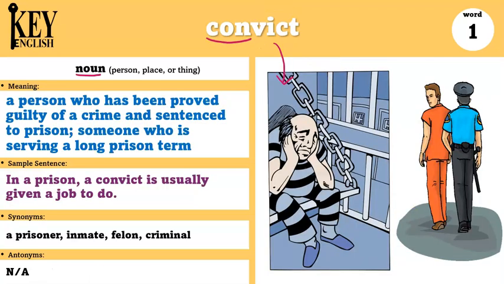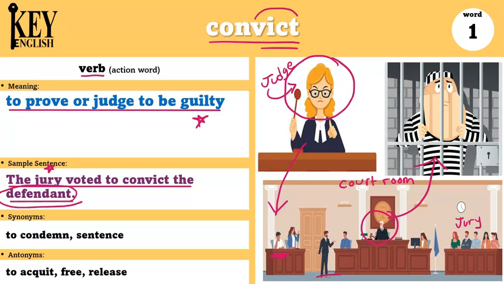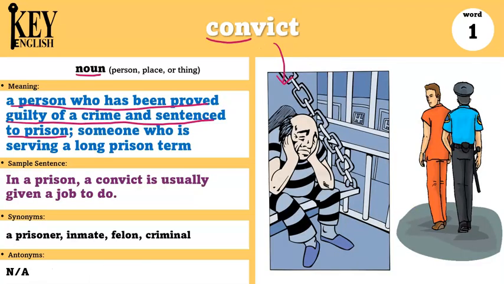So when we use this word as a noun, a convict is a person who has been proved guilty of a crime and sentenced to prison. So after someone is convicted, they become the convict. They are now guilty and they will go to jail or prison. Someone who is serving a long prison term.